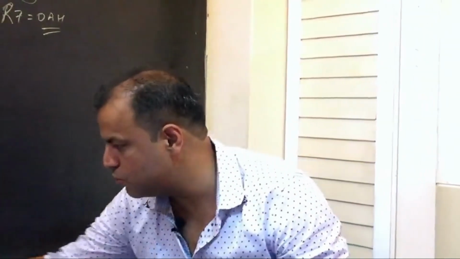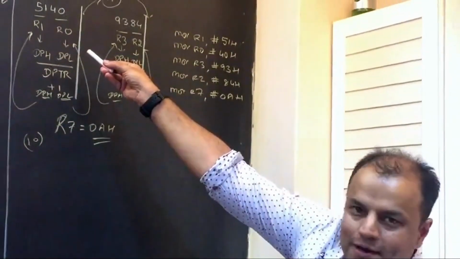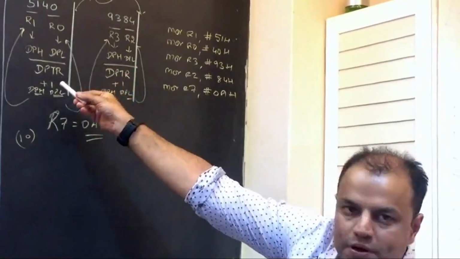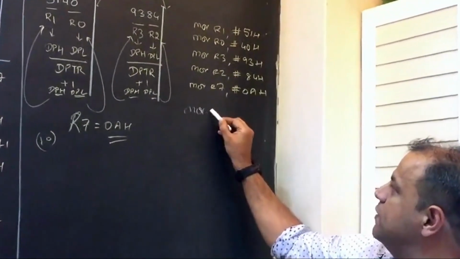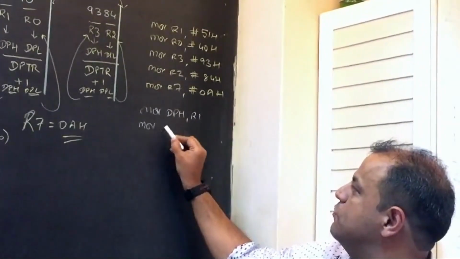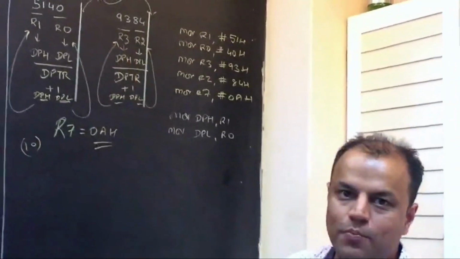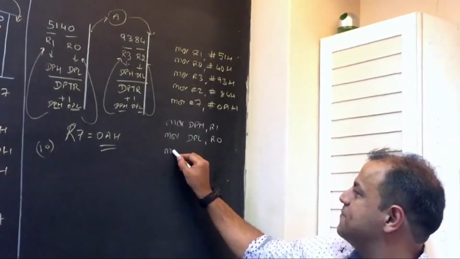Now, your code loop. Take the data pointed by R1, or take the value of R1 and R0 into DPH and DPL. Move DPH, comma R1. Move DPL, comma R0. DPTR is now a pointer to your source. Using that pointer, get the data in A register.